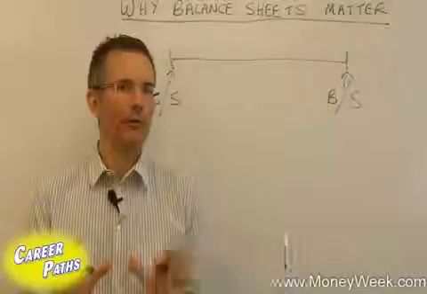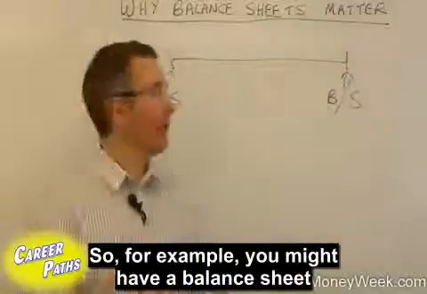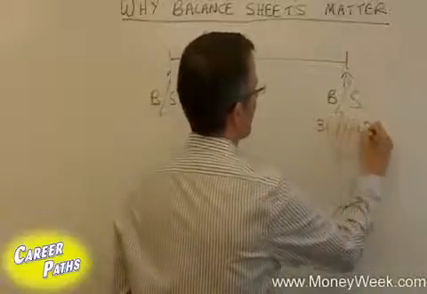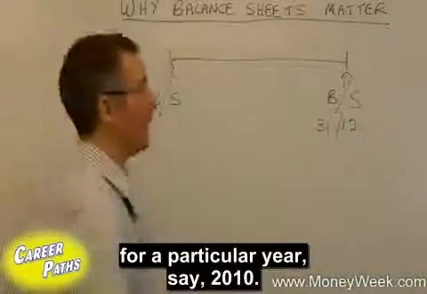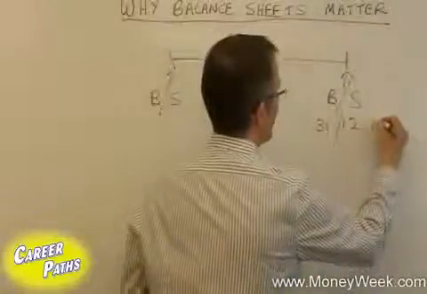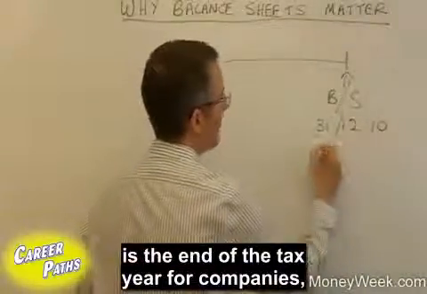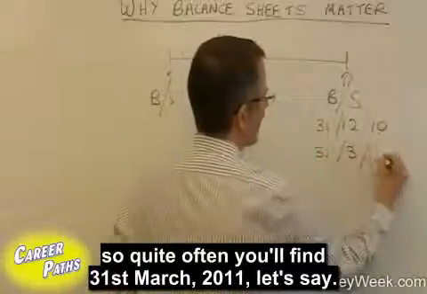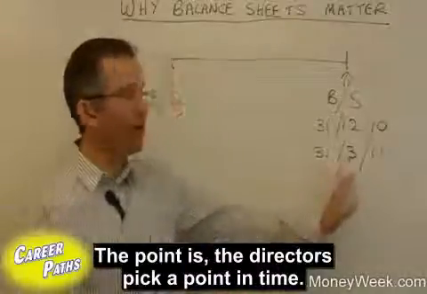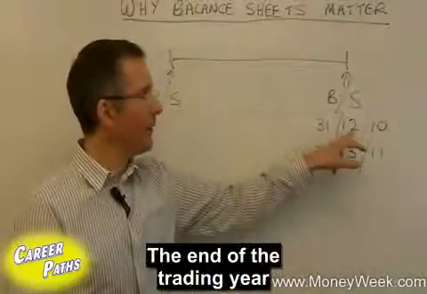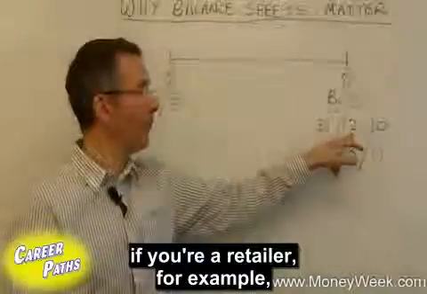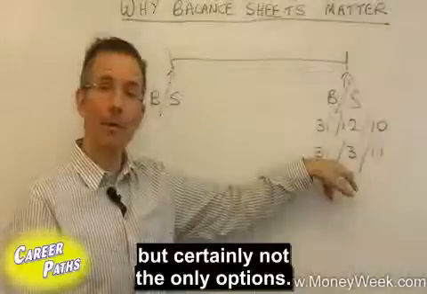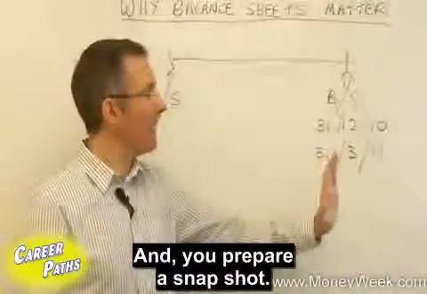And you'll notice the balance sheets are prepared at specific dates. So for example, you might have a balance sheet prepared at the 31st of December for a particular year, say 2010. Another popular one is the end of the tax year for companies, so quite often you'll find 31st of March 2011, let's say. The point is, the directors pick a point in time, the end of the trading year if you're a retailer for example, sort of around Christmas time let's say, or the end of the tax year. They're quite popular, but certainly not the only options. And you prepare a snapshot.